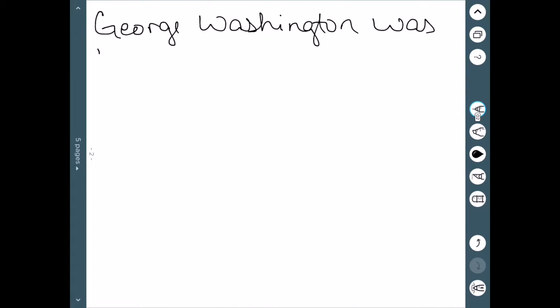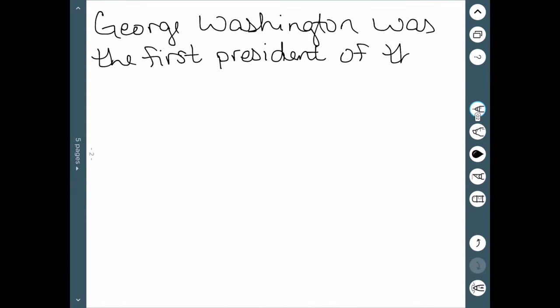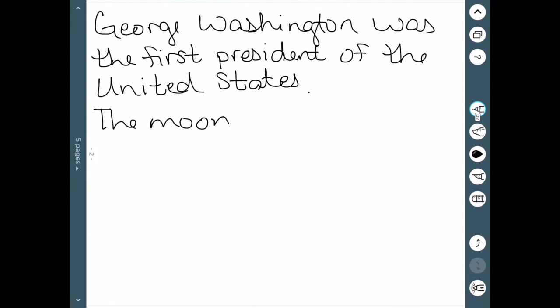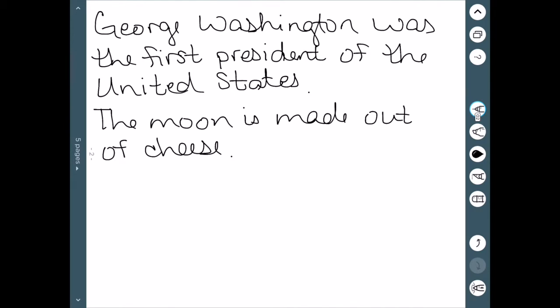First, George Washington was the first president of the United States. This is a declarative statement, and we know that this is a true statement. Another example, the moon is made out of cheese. So this is also a proposition. This is a false proposition. We know that this is not true, but it is still a proposition.